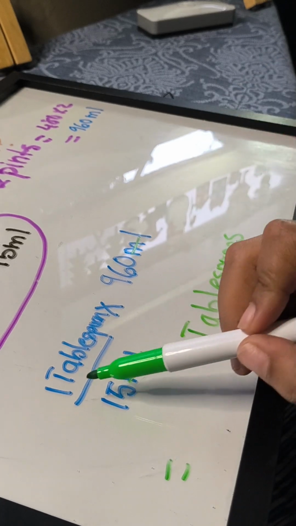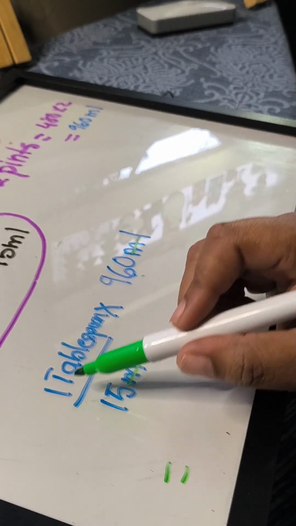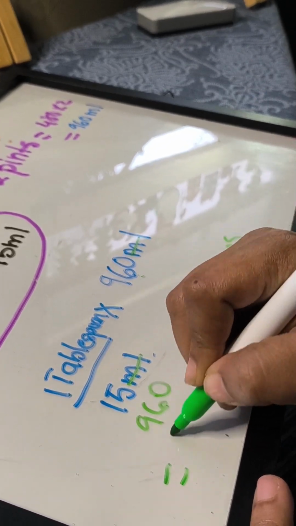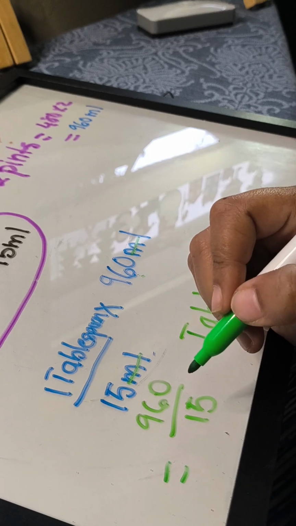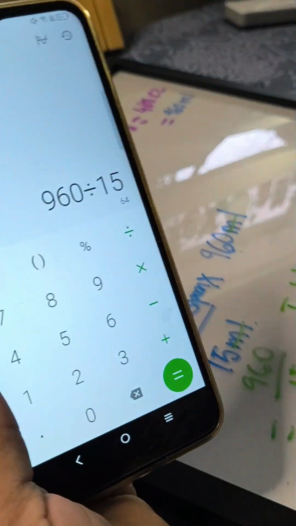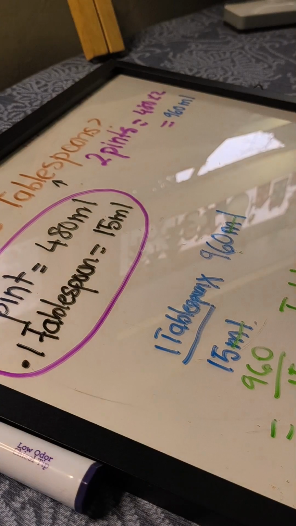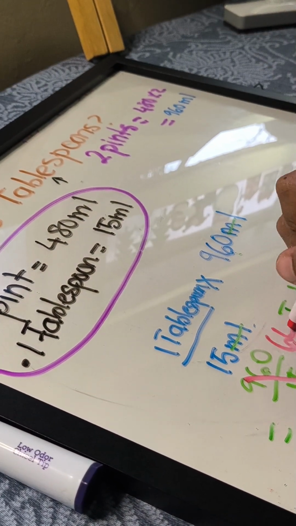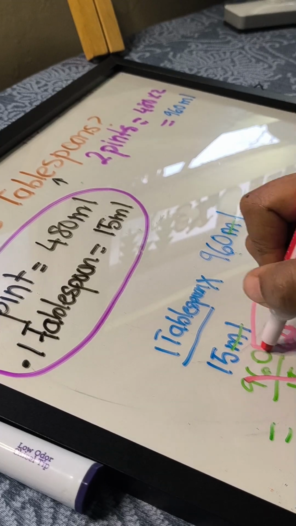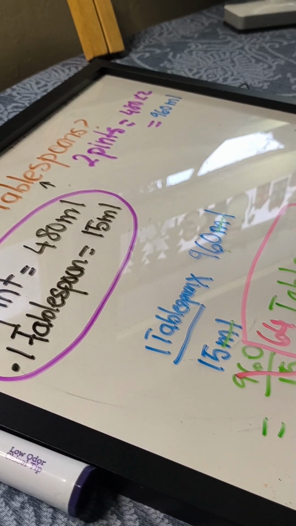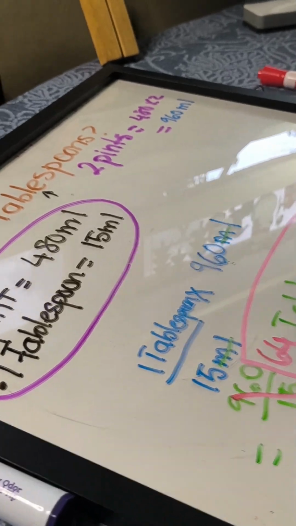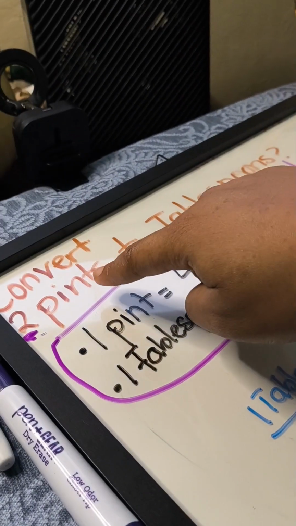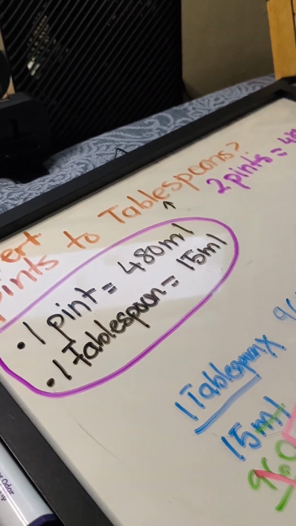Then I have 960, 1 times 960 is 960 divided by 15. So let's do 960 divided by 15. Okay, and if you do 960 divided by 15, you get 64. So this gives me 64 tablespoons. So how many tablespoons are there in 2 pints of the medication? There are going to be 64 tablespoons in 2 pints. Let's do 2 more examples in the next video.